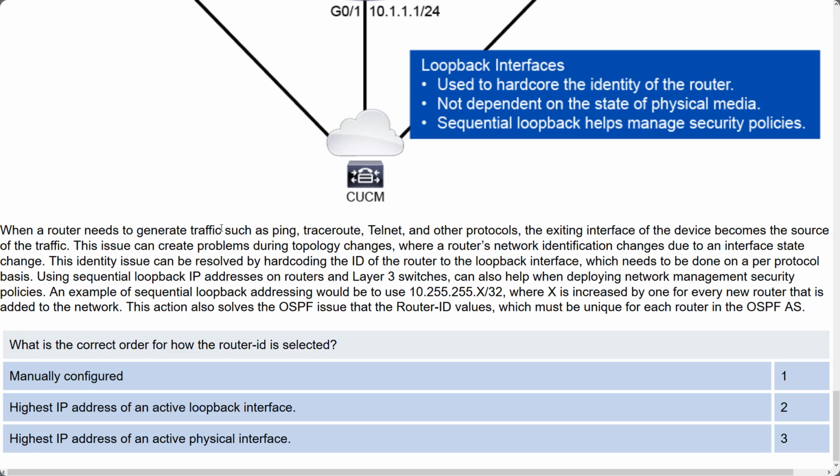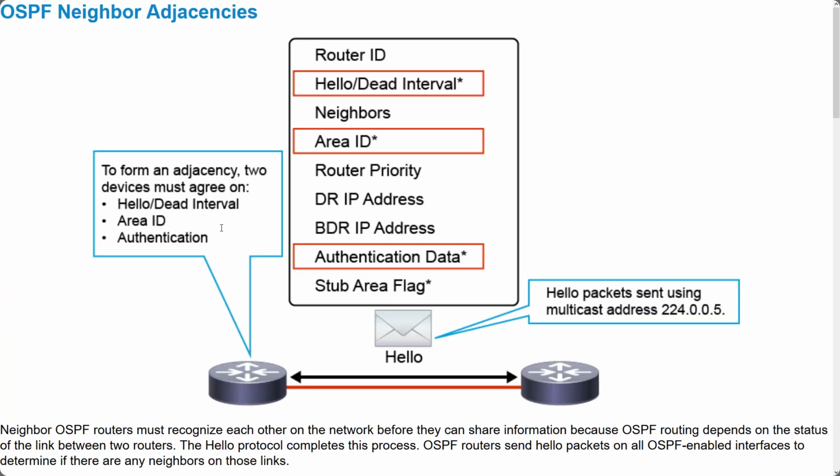What is the correct order for how the router ID is selected? They already answered the question for us. It's manually configured, it's the highest loopback, or it's the highest physical interface. Okay? All right.